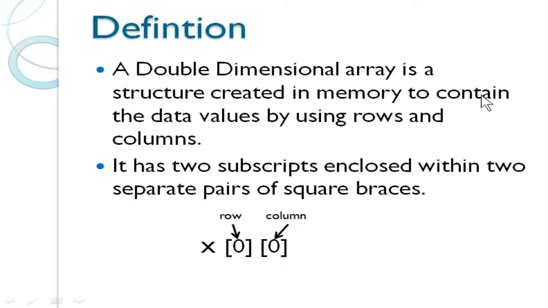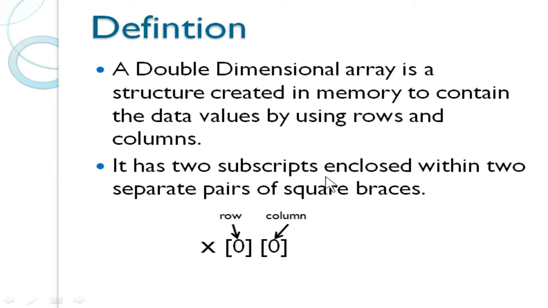So first is the definition of a double dimensional array. A double dimensional array is a structure created in memory to contain data values by using rows and columns. It is the same as a single dimensional array, which is also a structure, but it has a single row. Here, a double dimensional array is a structure which has rows and columns. It looks like a table, okay, or you can say a matrix.